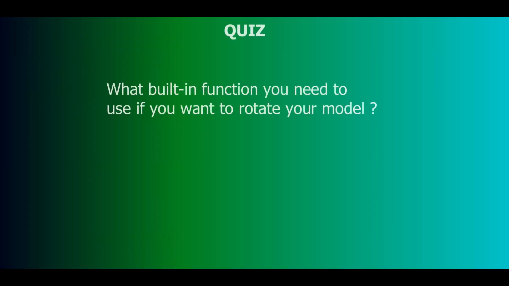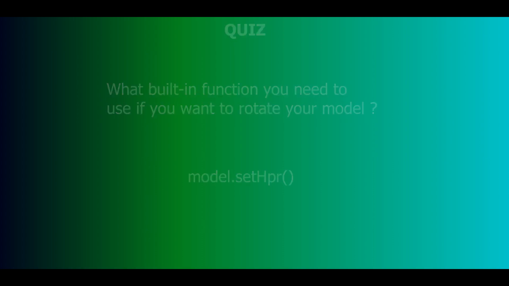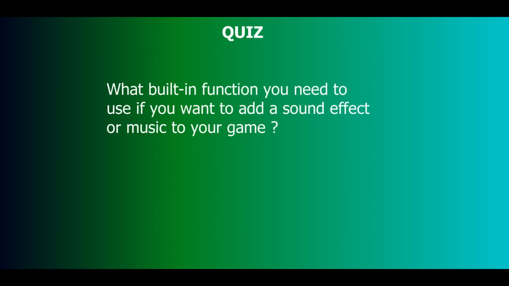And now it's quiz time. What built-in function do you need to use if you want to rotate your model? Take a moment to think about your answer. And it's the setHPR method. Well done. What built-in function do you need to use if you want to add a sound effect or music to your game? Take a moment to think about your answer. And it's the loadSFX method.